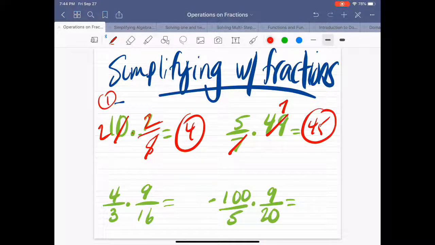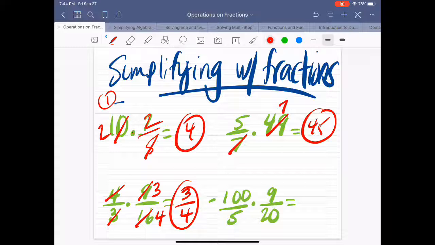Okay, example 3. 4 goes into 16 4 times. 3 goes into 9 3 times. So notice that the only thing in the numerator is left with is a 3. Only thing left in the denominator is a 4. So remember, the shortcut here is to simplify, and then that will save you a lot of time.